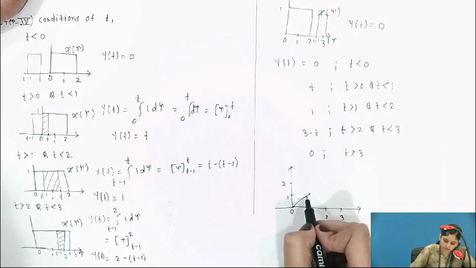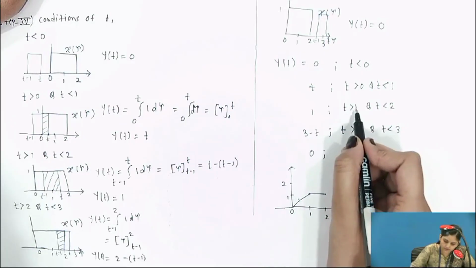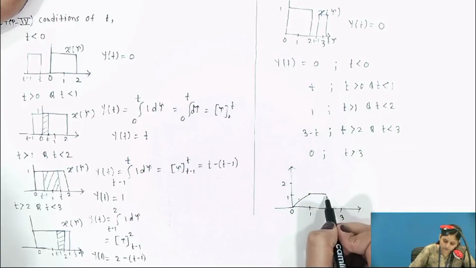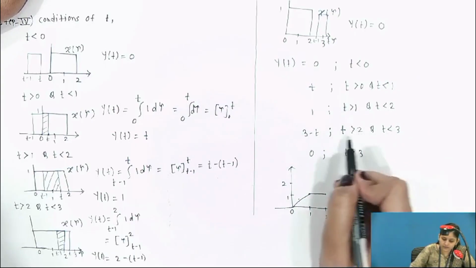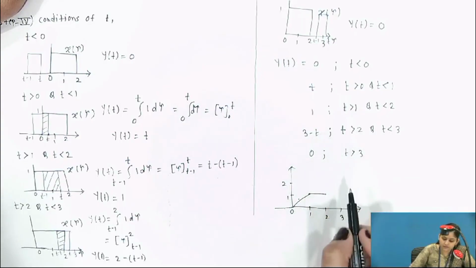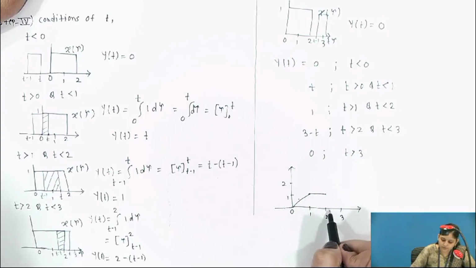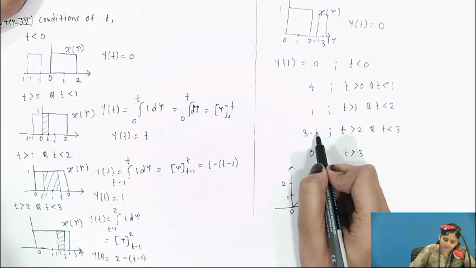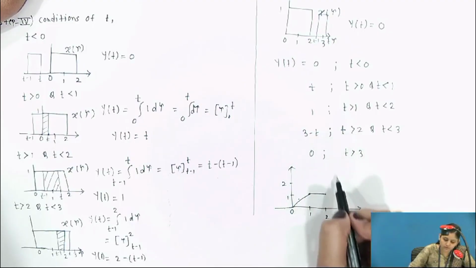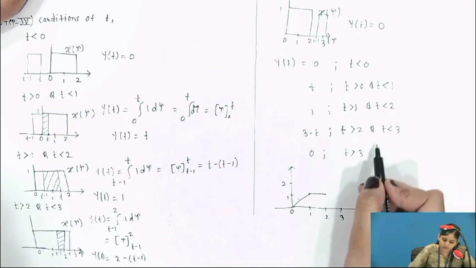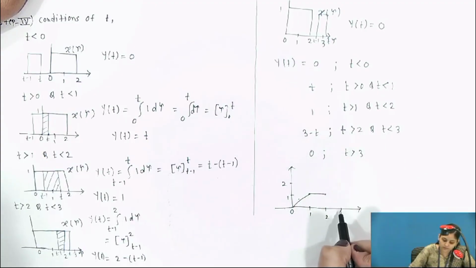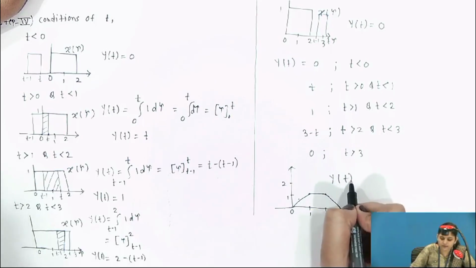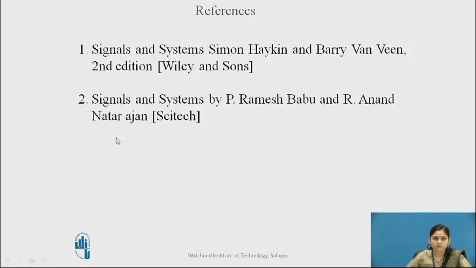Between 1 and 2, we get a constant amplitude of 1. Between 2 and 3, the amplitude is 3 minus t. When we substitute t as 2, it is 3 minus 2, which is 1. When we substitute t as 3, it is 3 minus 3, which is again 0. So this is our final output y of t, the convolved signal.